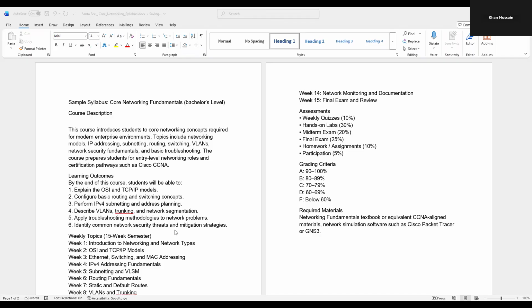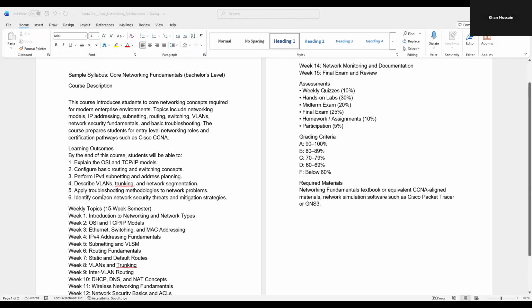Learning objectives, as you can see: explain the OSI and TCP/IP models, configure basic routing and switching concepts, perform IPv4 subnetting and addressing planning, describe VLANs, trunking, and network segmentation, apply troubleshooting methods to network problems, and identify common network security threats and mitigation strategies.